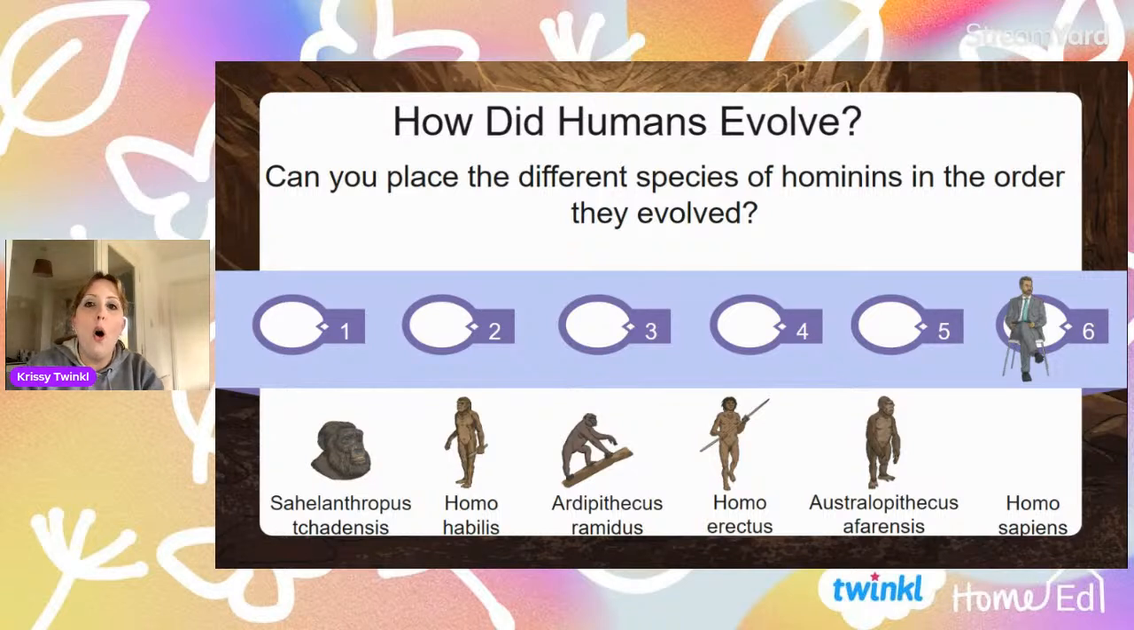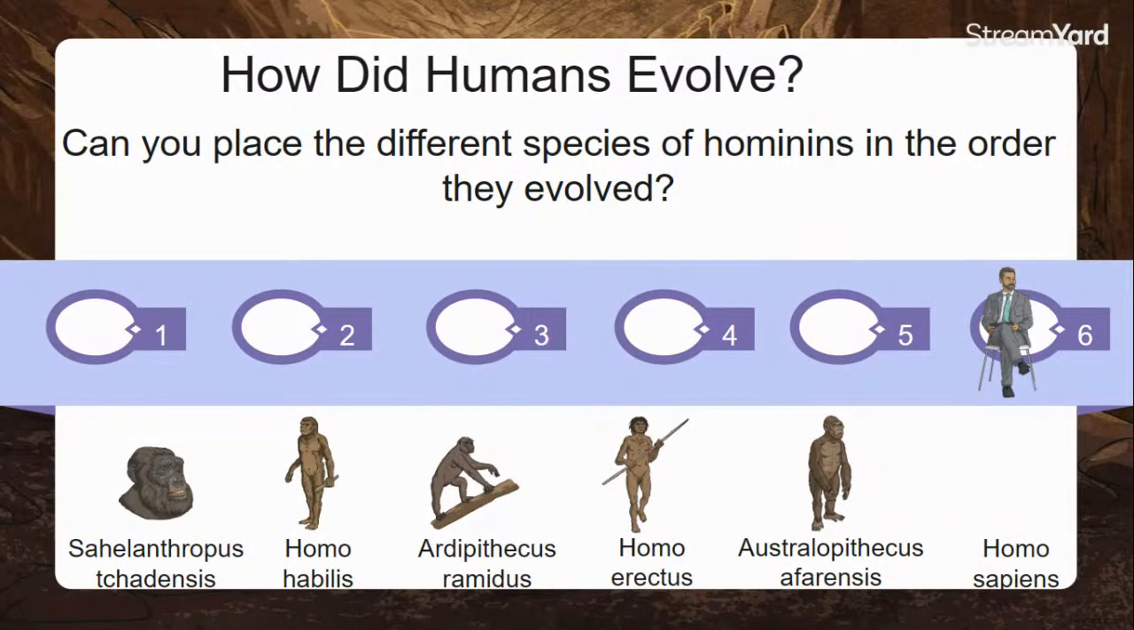So these are hominins. So number six, as you can see, is humans. You can see the man sat on a chair in a suit. That's what we look like today, also known as Homo sapiens. So number six is a Homo sapien. But I'm going to turn my camera so you can see these in a bit more detail. Can you see at the bottom, there are various hominins, and this is where we believe we evolved from. So the first one is a Sahelanthropus tchadensis. Can you see that?